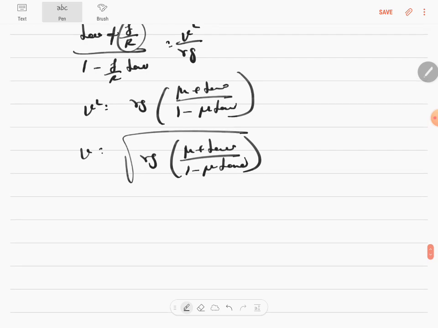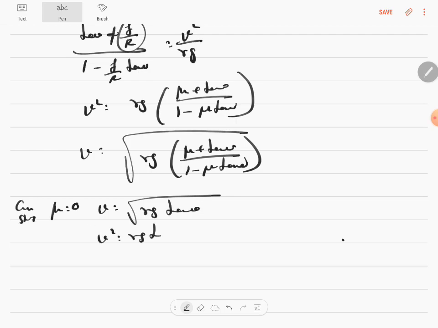Okay, supposing there's a case where mu is equal to 0, there's no friction on the road. Then this v can be root of rg tan theta, since the mu terms go away. So this is a case where v square is equal to rg tan theta. So tan theta is v square by rg. Therefore theta is tan inverse of v square by rg.